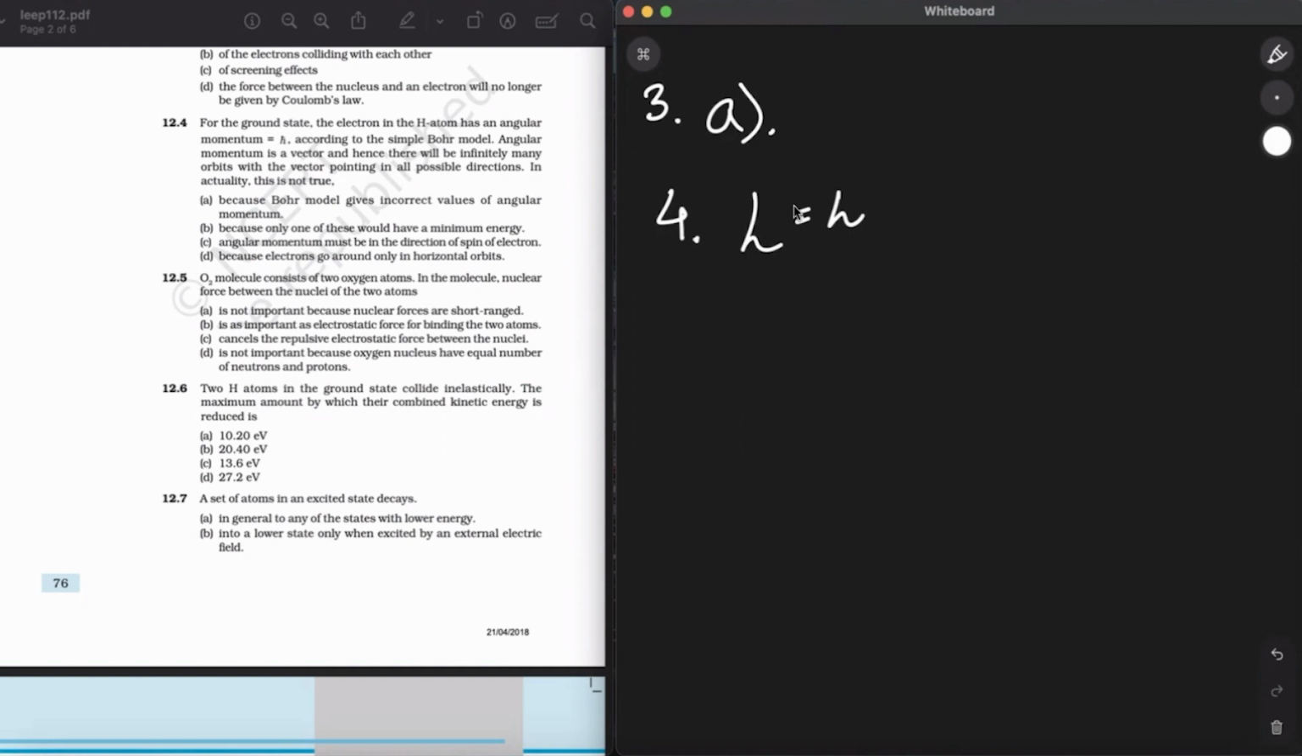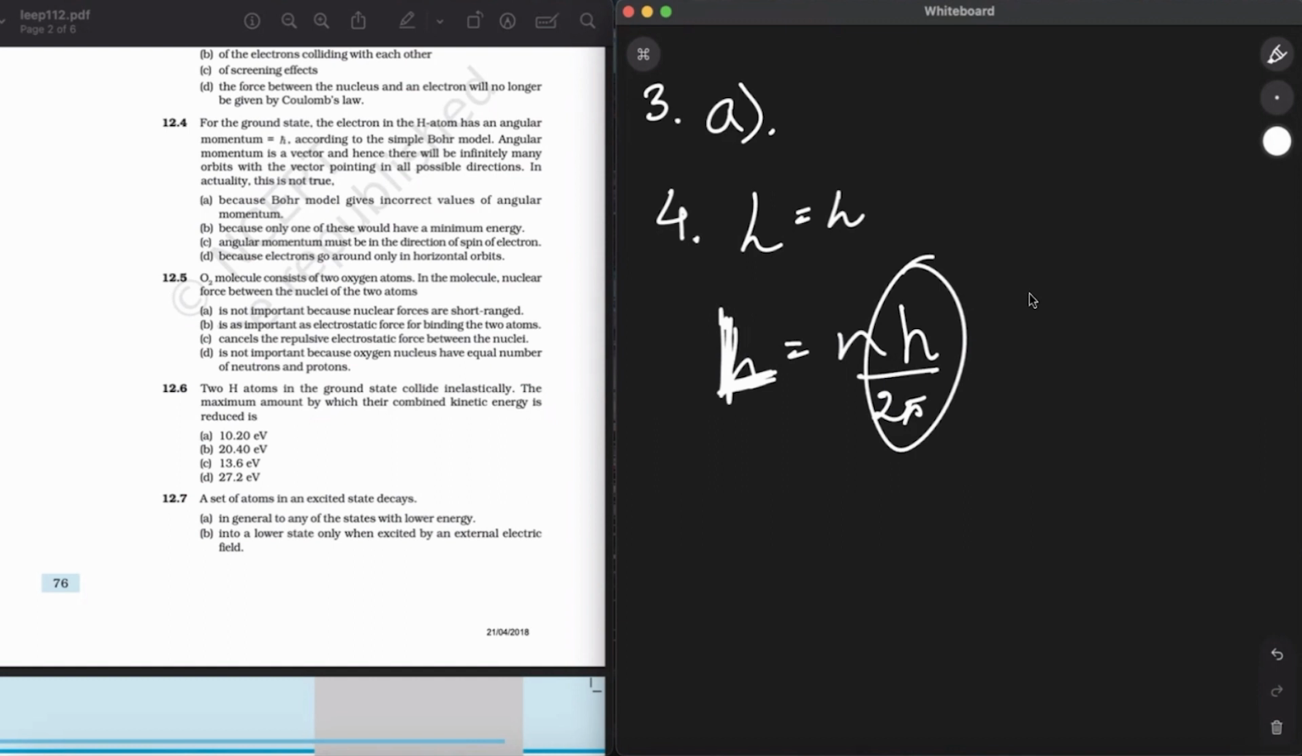Option A: because the Bohr model gives incorrect values of angular momentum. Yes, this statement is correct. The Bohr's second postulate states that the electron revolves around the nucleus only in those orbits for which angular momentum is an integral multiple of h upon 2 pi, where L is equal to n times h upon 2 pi. So this is L. Angular momentum is an integral multiple of h upon 2 pi. This is the statement of the Bohr's second postulate. So option A is correct.